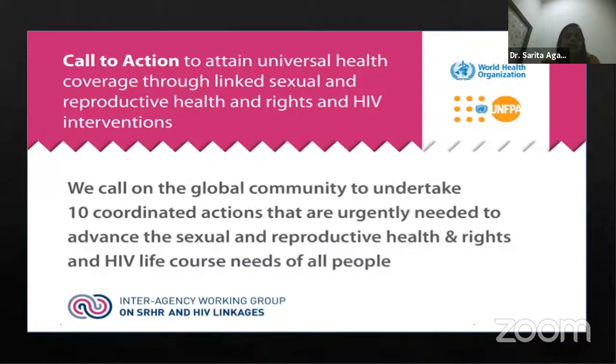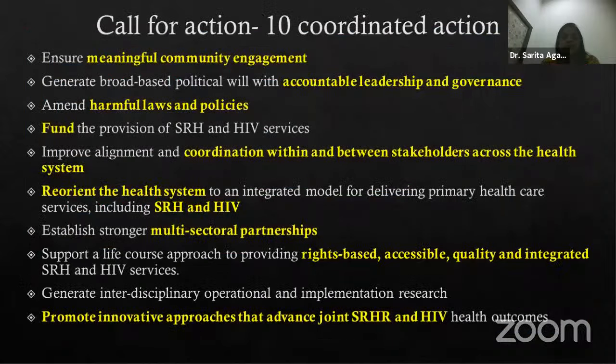Looking into that, the WHO call for action defines the 10 coordinated actions which are urgently needed to advance the sexual and reproductive health rights and HIV life course needs of all people. These 10 coordinated actions include meaningful community engagement, that the community needs to be involved; accountable leadership and governance by the government and also the stakeholders; amendment of harmful laws and policies which can be deterrents to these services; appropriate funding; coordination within and between the stakeholders; reorientation of the healthcare system; multi-sectoral partnership; and human rights based accessible quality services on both SRH as well as HIV.